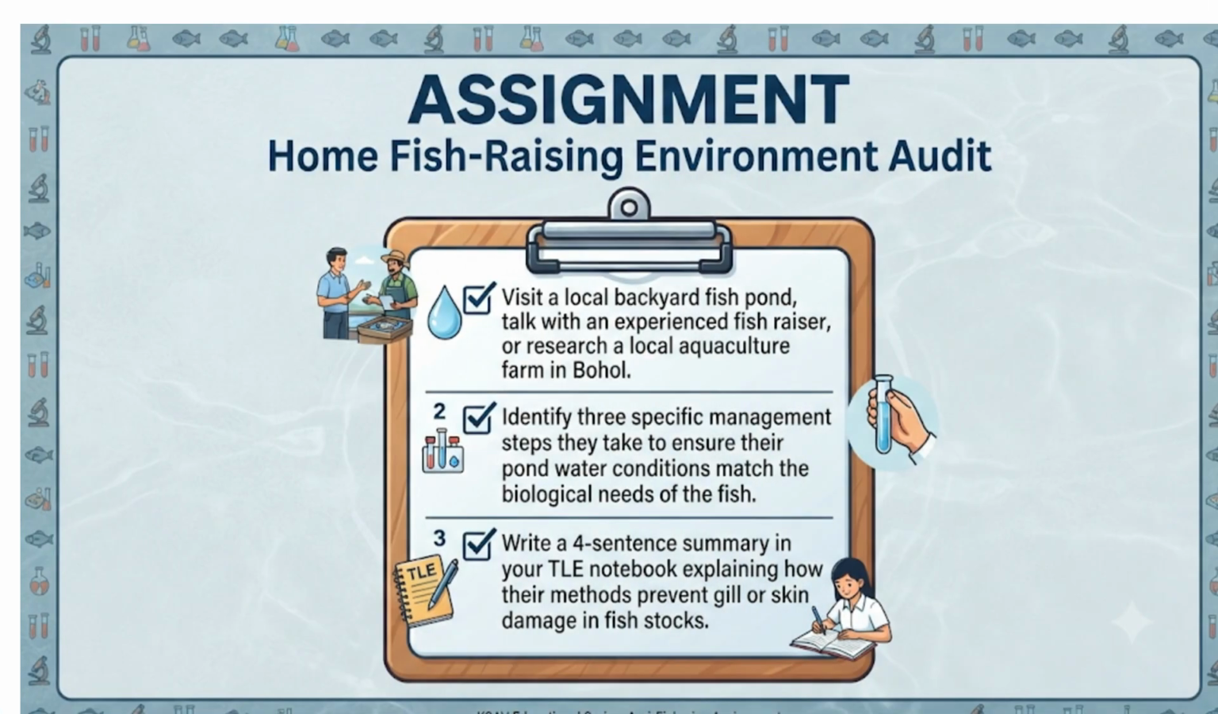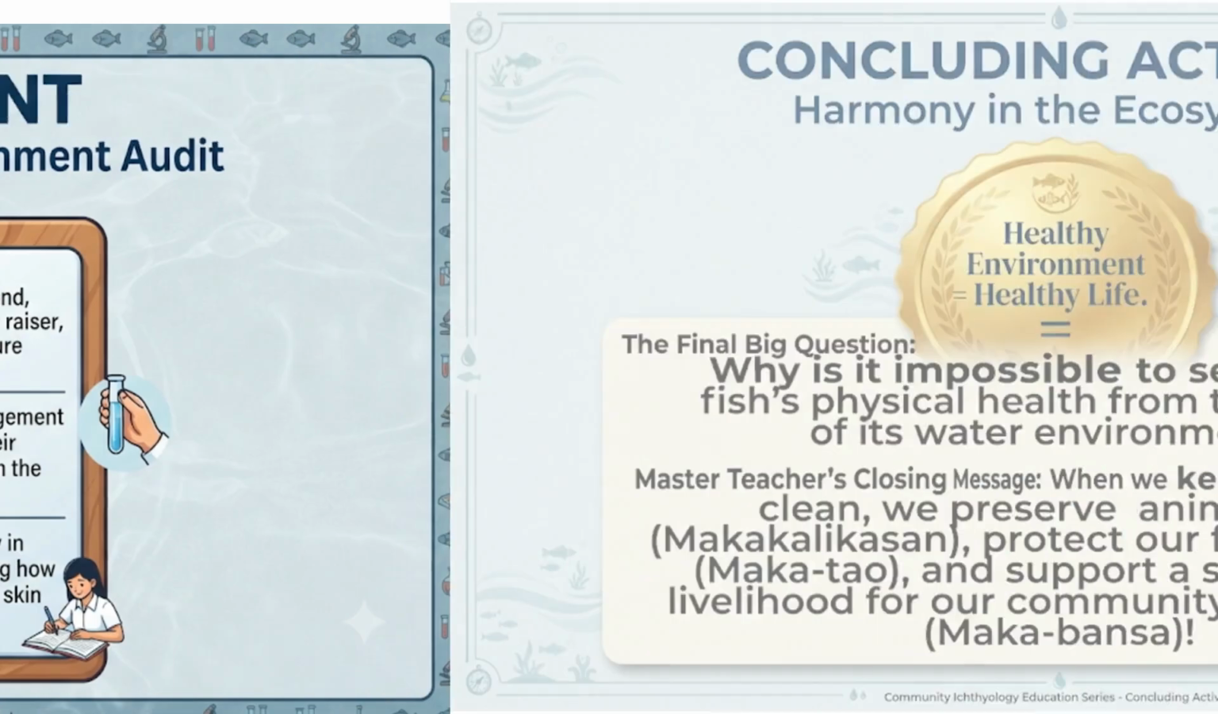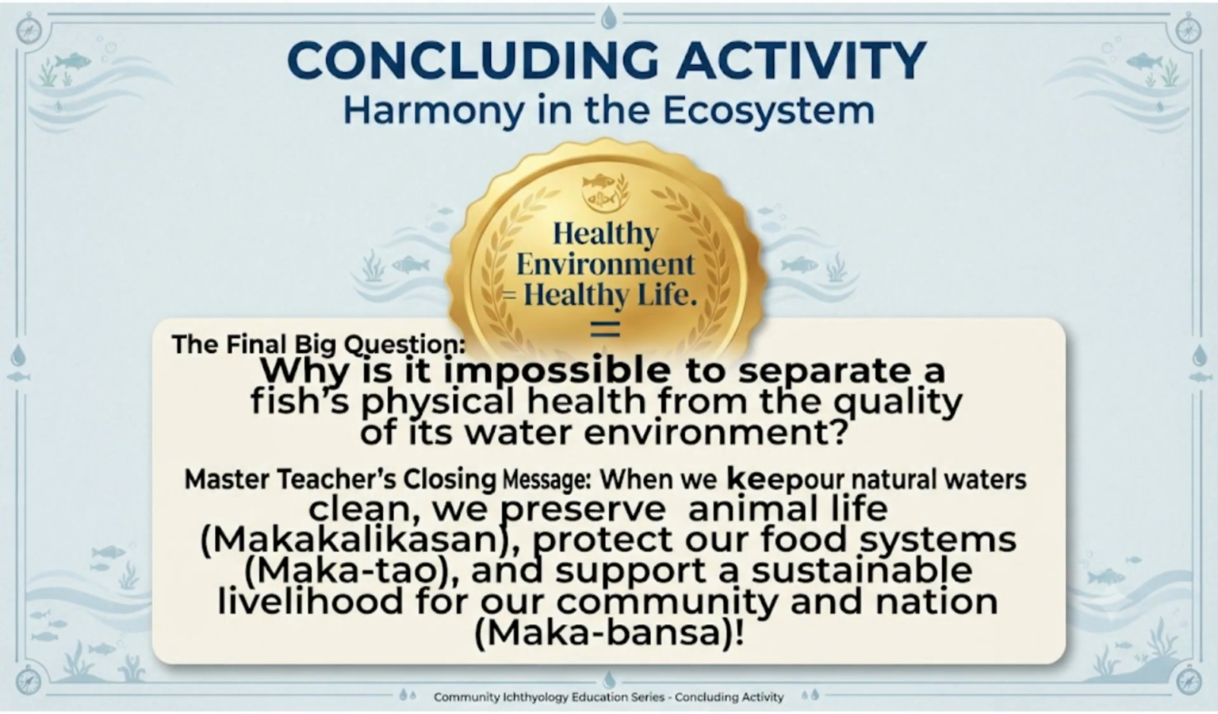For your assignment, conduct a home fish raising environment audit. You will need to research local practices, identify key management steps, and summarize how these methods prevent damage to fish stocks. To conclude, remember that a healthy environment is vital for a healthy life. By protecting our waters, we sustain fish populations, support food systems, and ensure a prosperous future for our community.